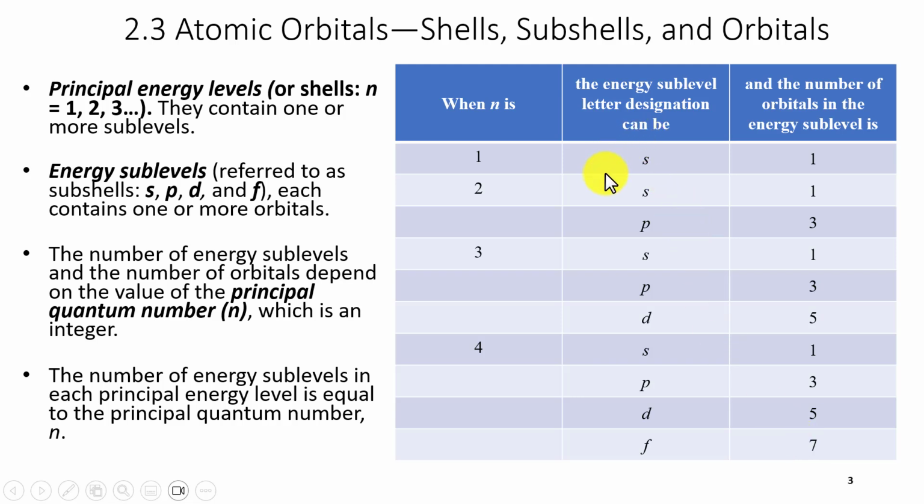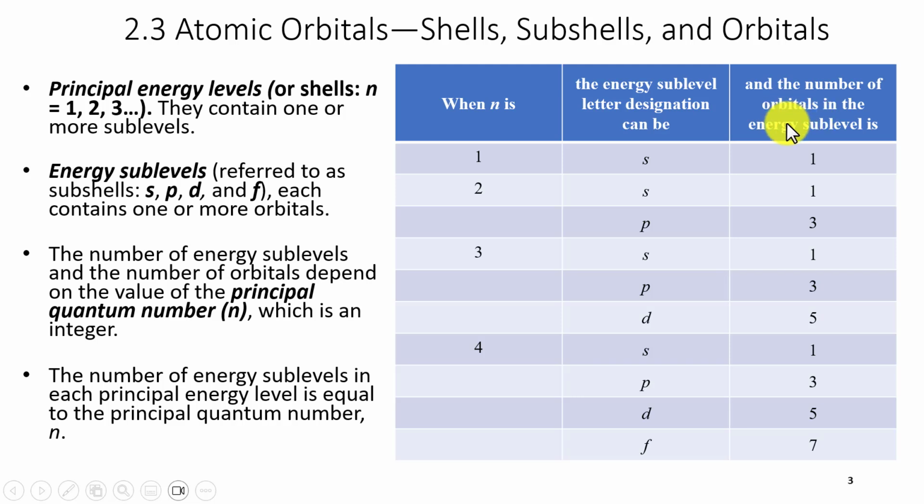Note that the number of sublevels corresponds to the principal quantum number n. So when n equals 2, I have 2 sublevels. When n equals 3, I have 3 sublevels. When n equals 4, I have 4 sublevels, and so on and so forth.